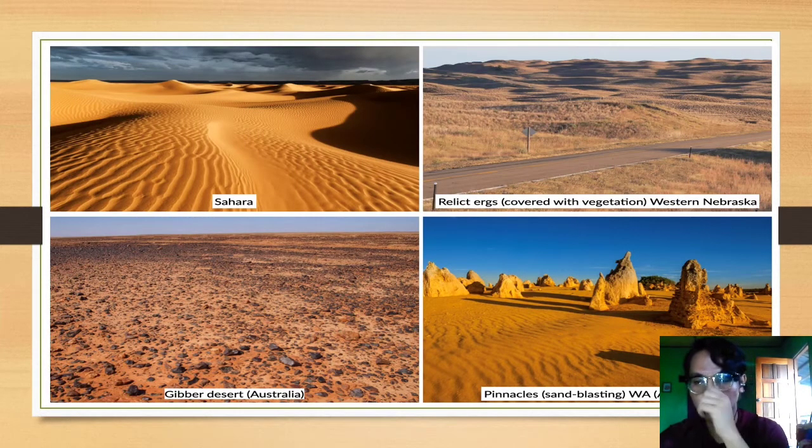These will be the examples of the Aeolian terrains, the most common one being in the Sahara, relict ergs in western Nebraska, the Gibson Desert in Australia, and also the Pinnacles in Australia.